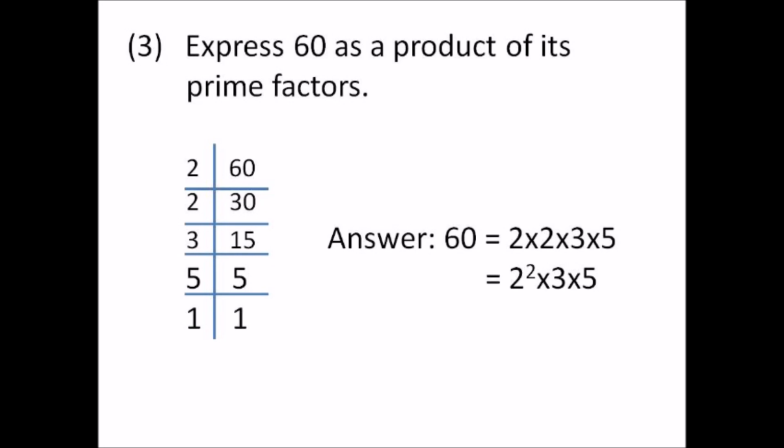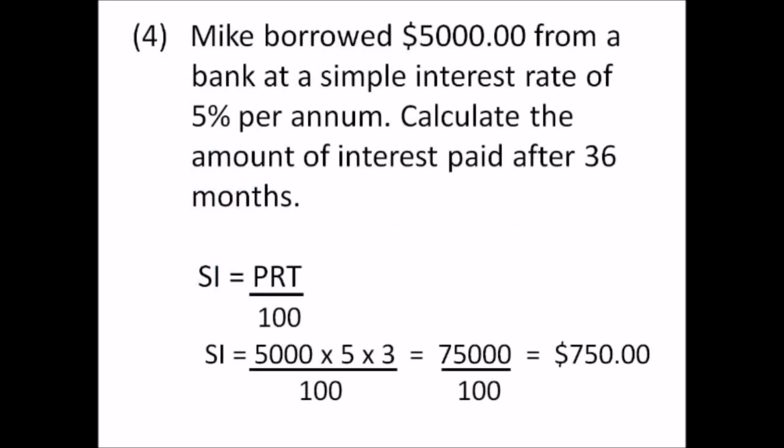Number 4. Okay, you had the simple interest, and I told you have to multiply 5,000 times 5 over 100 times the number of years. And it has to be 3. 36 months is 3 years. Why? 12 months in a year. So 12 into 36 is 3 times. Multiply those, then you get simple interest of $750. Use your calculator, guys, and you can do it pretty quickly if you use it. Hope you got $750. That was the simple interest.